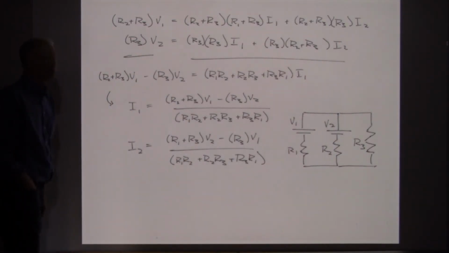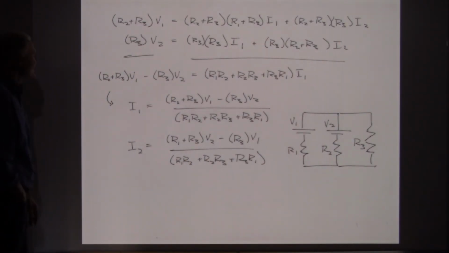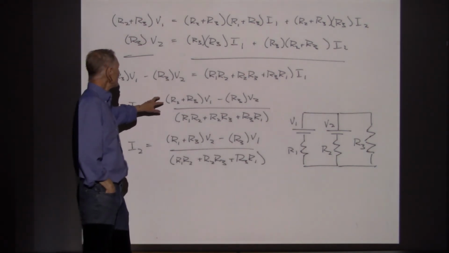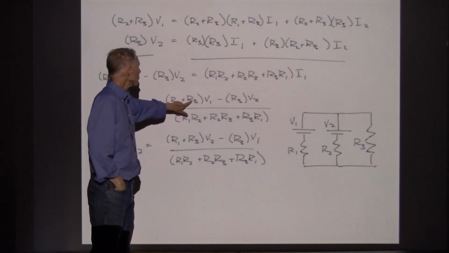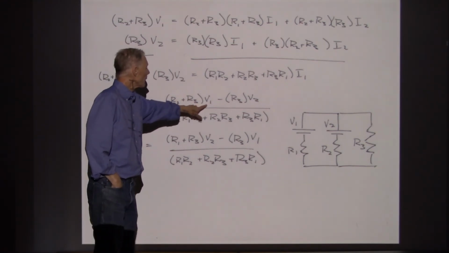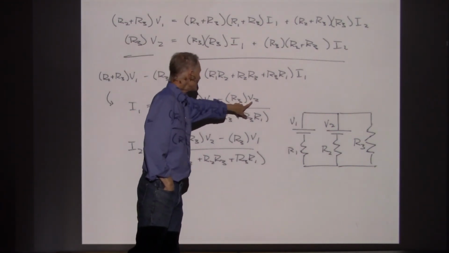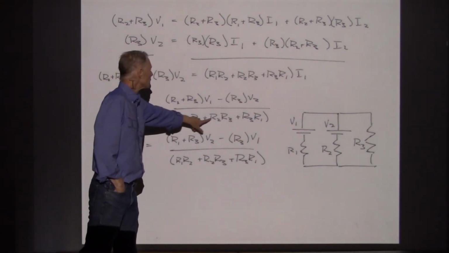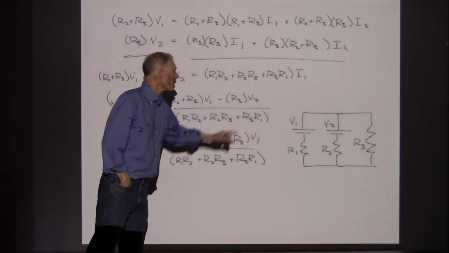All right, I am ready to write down the answer. I1 then is going to be given by R2 plus R3 times V1 minus R3 times V2, divided by R1 R2 plus R2 R3 plus R3 R1.